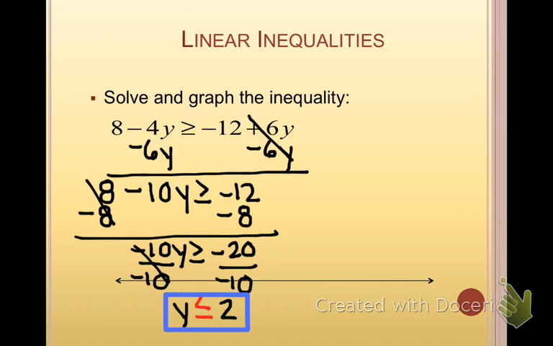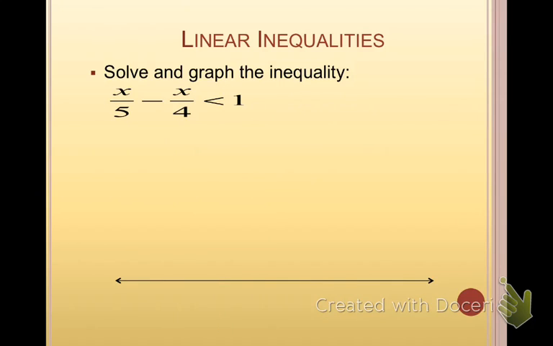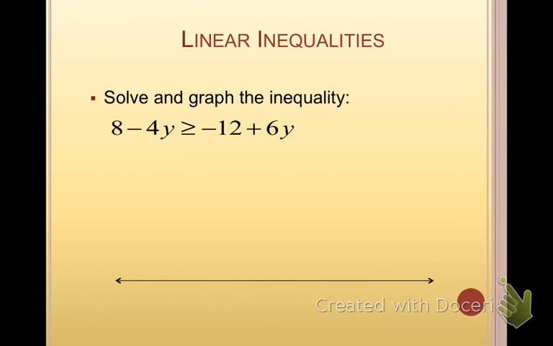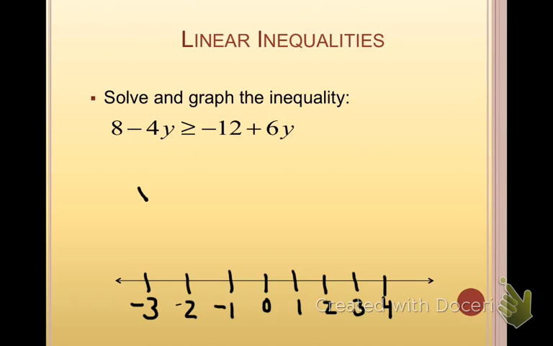Now I need to graph it. So if I need to graph that, 0, 1, 2, 3, 4, -1, -2, -3. I had y is less than or equal to 2. Open circle or closed circle? Because it was less than or equal to, I'm going to put a closed circle, shade it in, and go to the left here.